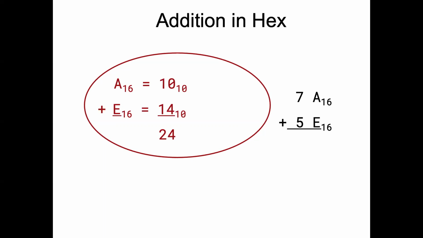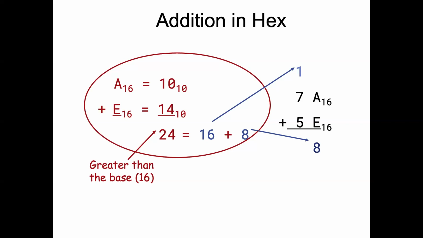Well, 24 is too big. There's no single hexadecimal digit for that. But I could subtract off 16 as a carry, and that would leave me 8 for that lowest order hexadecimal digit. So A, which is just another name for 10, plus E, which is another name for 14, equals 8, with a 1 carried into the next hexadecimal digit, and that carry being worth 16 ones.